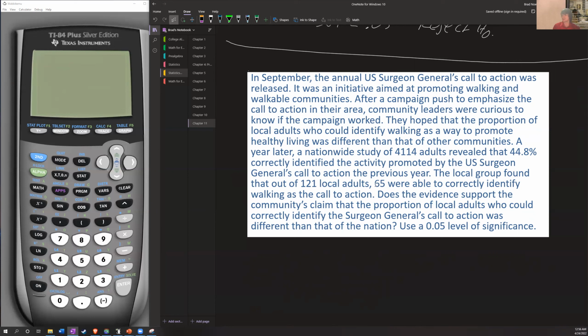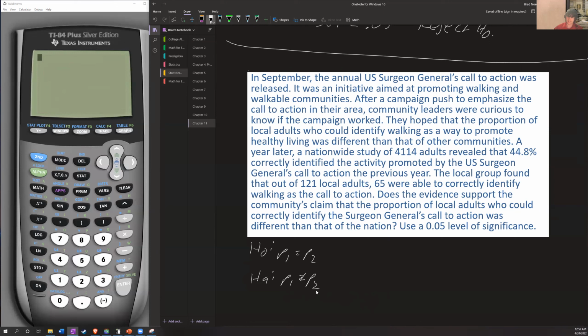The local group found that out of 121 adults, 65 were able to correctly identify walking as the call to action. Does the evidence support the community's claim that the proportion of local adults who could correctly identify the Surgeon General's call to action was different than the nation? Use a 0.05 level of significance. Okay, first things first, I'll start with our hypotheses here. We were saying that it's different, so P1 is not equal to P2.